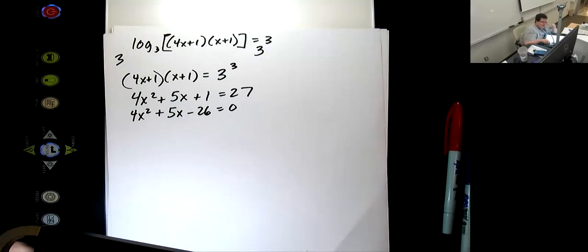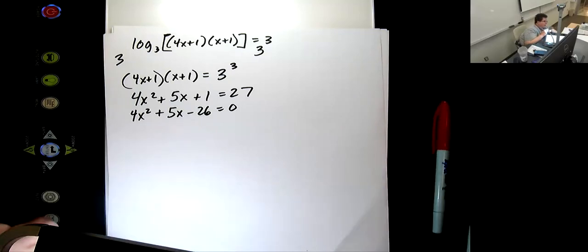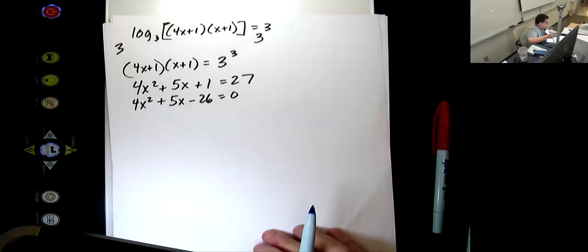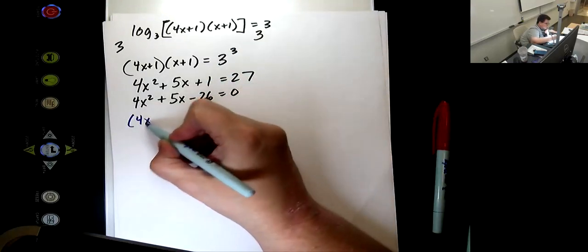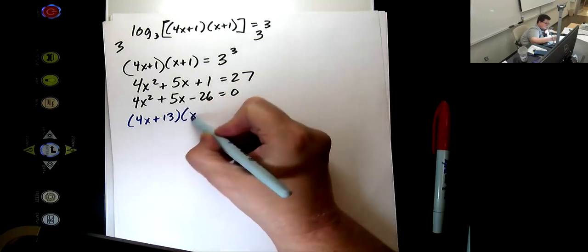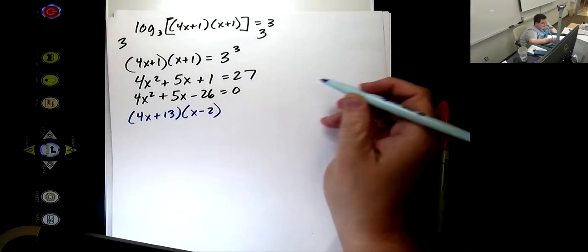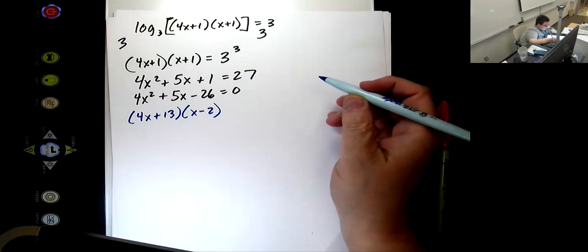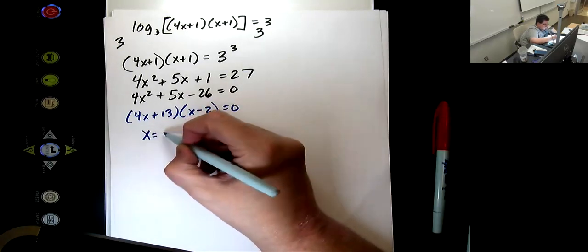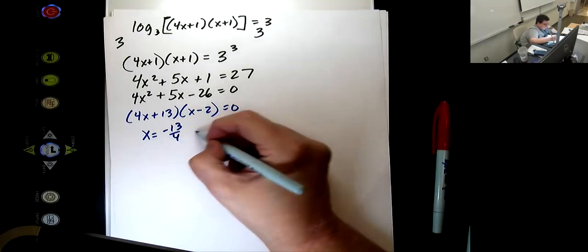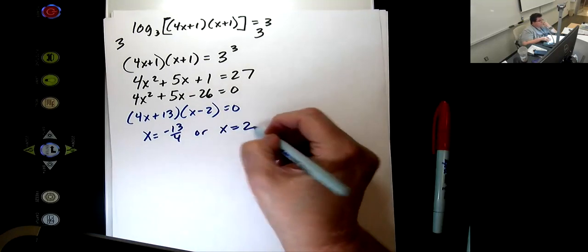This does factor, but you probably would get it quicker if you just did it with the quadratic formula, because this factors to 4x plus 13 and x minus 2. And picking 13 and 2 isn't all that intuitive. So I get x equals negative 13 over 4, or x equals 2.